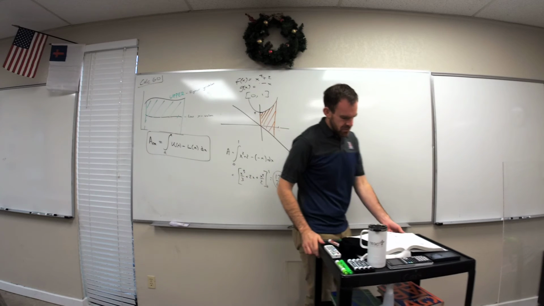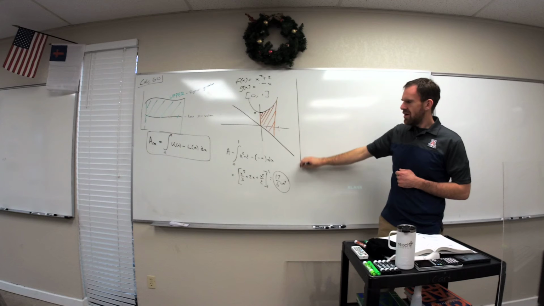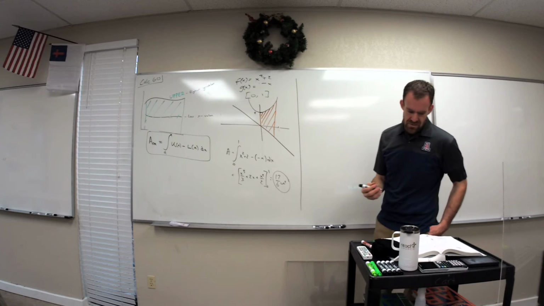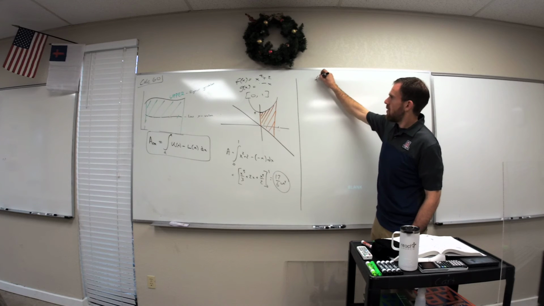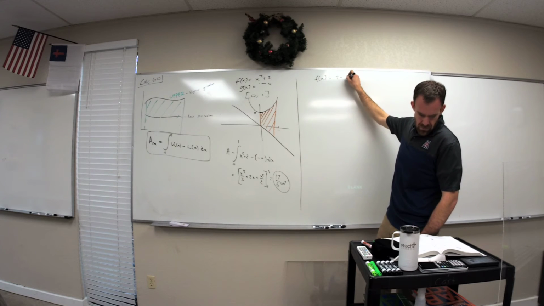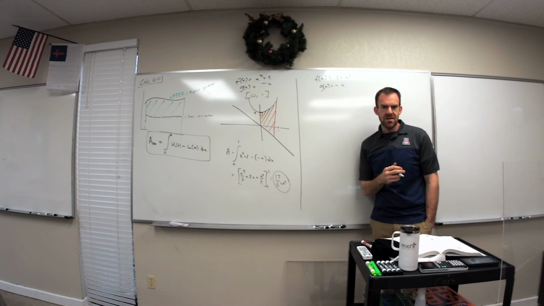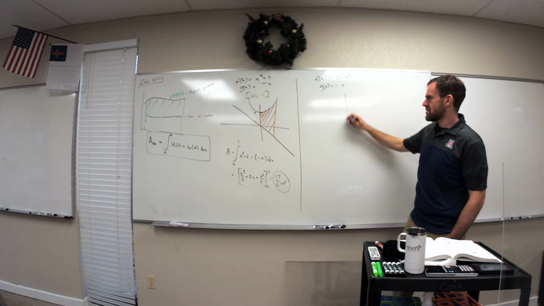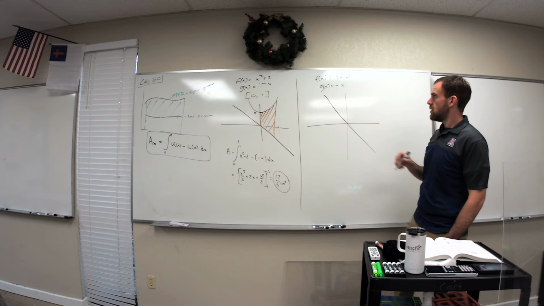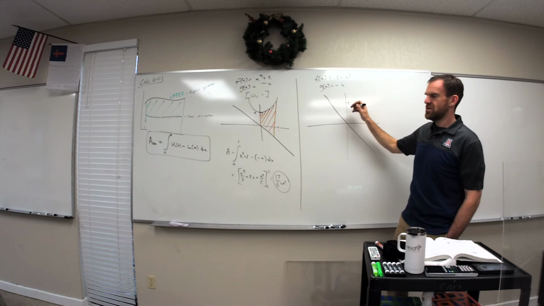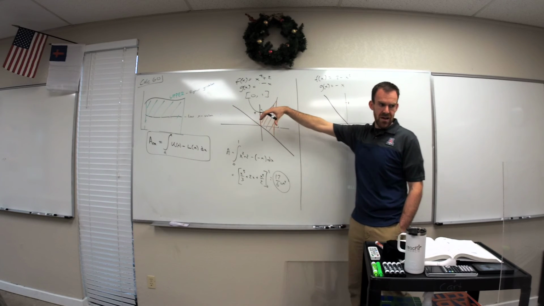Let's try another one. This one's harder because they do not give you the bounds. You have to find the bounds. So they want the area completely bounded by the graphs 2 minus x squared and negative x. We know what negative x looks like. 2 minus x squared, you go up 2. If x squared looks like this, negative x squared looks like that. Upside down.